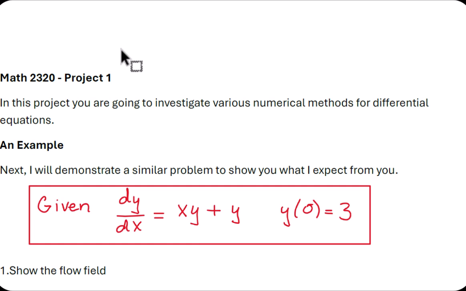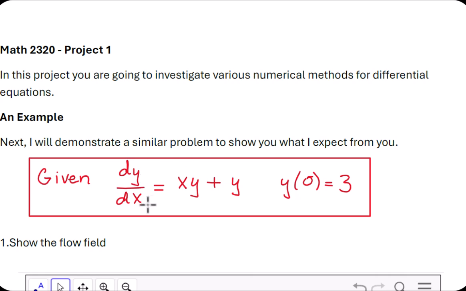We just want to look at basically how to solve it, the name of the techniques, and look at how the numerical version differs from the exact solution. So, in the first part here, I'm going to go through an example to show you what I expect from you. We have an example of a differential equation: dy/dx is xy plus y, and the initial value is 3.